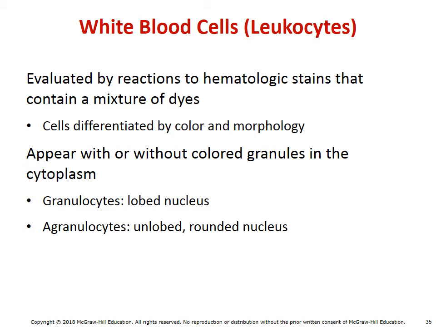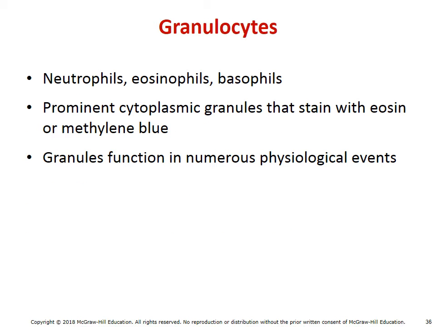Another name for white blood cells is, again, leukocytes. So make sure that you're aware of that whenever it comes time for testing purposes. And we're going to spend more time talking about granulocytes and agranulocytes in the upcoming slides. So let's start off with granulocytes. Granulocytes are really going to be made up of neutrophils, eosinophils, and basophils.